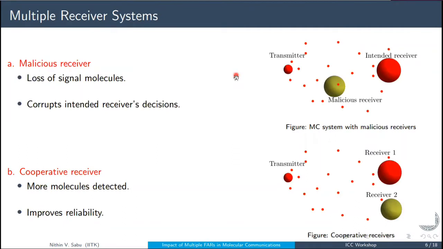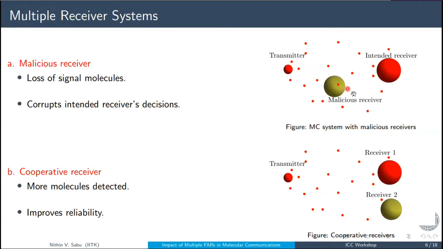Now we consider two different multi-receiver systems. First, consider a multi-receiver system with a malicious receiver in addition to the intended receiver. Here, the malicious receiver absorbs the information molecules in the communication channel and results in the loss of signal molecules. Thus, the malicious receiver affects the security of the molecular communication system by corrupting the intended receiver's decision.